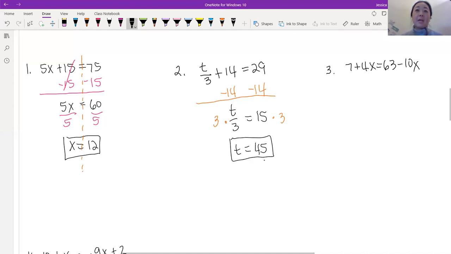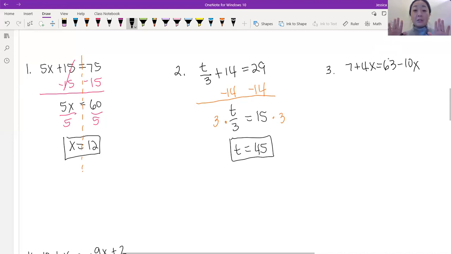There we go. So again, if we were to check that, 45 divided by 3 is 15. 15 plus 14 is 29. See how it works? And now here, so these two were 2-step equations. So this one right here is where we have variable on both sides.